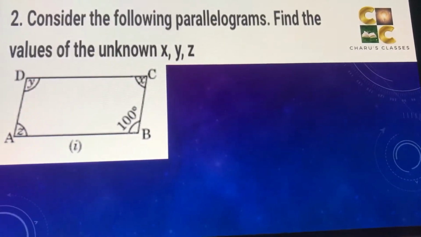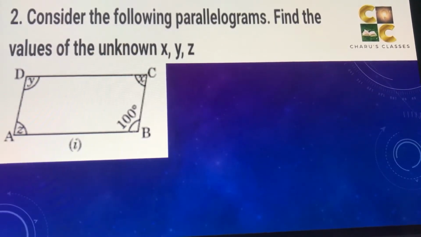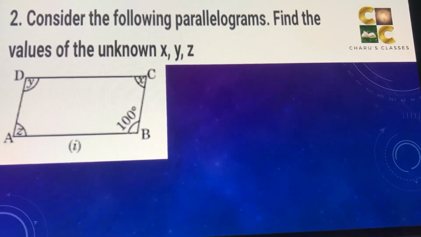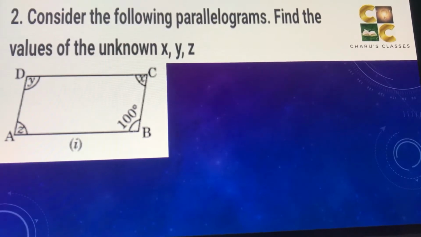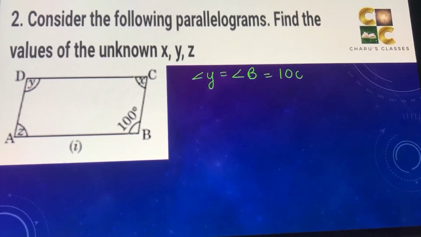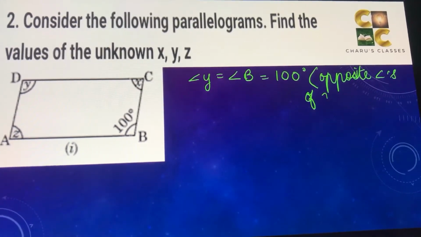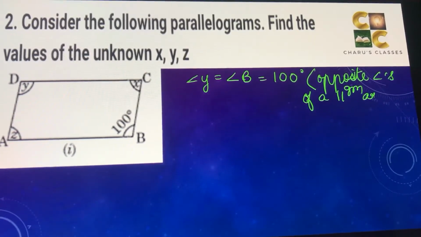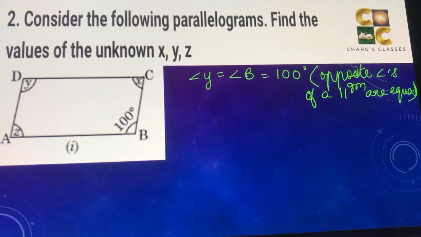Question number 2. Consider the following parallelograms. Find the values of the unknown x, y and z. In this, angle B is given to us as 100 degrees. Angle y is opposite to angle B. So angle y is equal to angle B, which is 100 degrees. Reason, opposite angles of a parallelogram are equal. तो y हो गया 100 degrees.